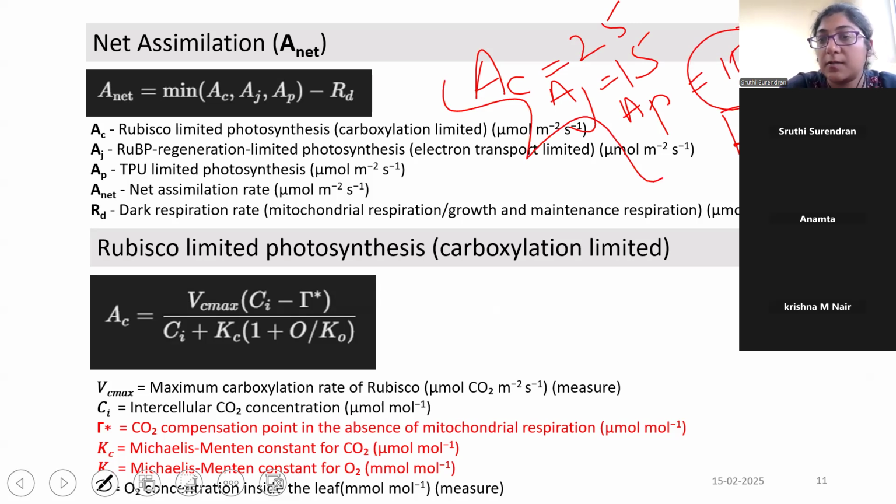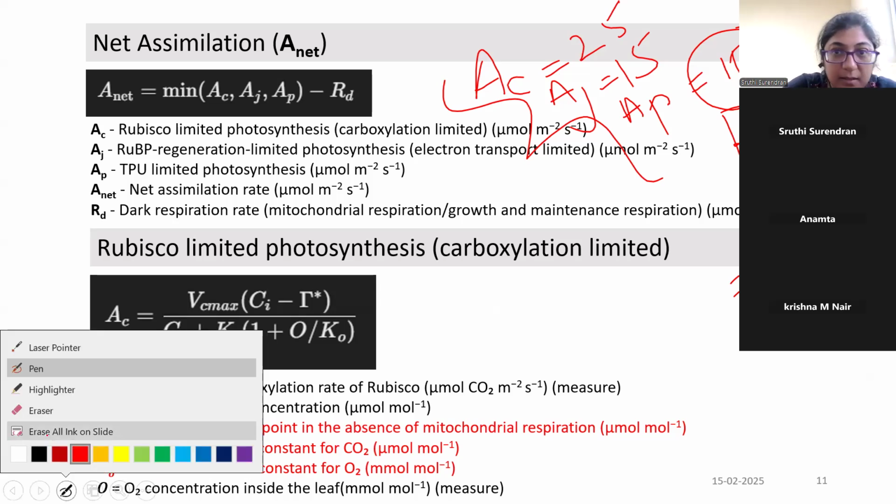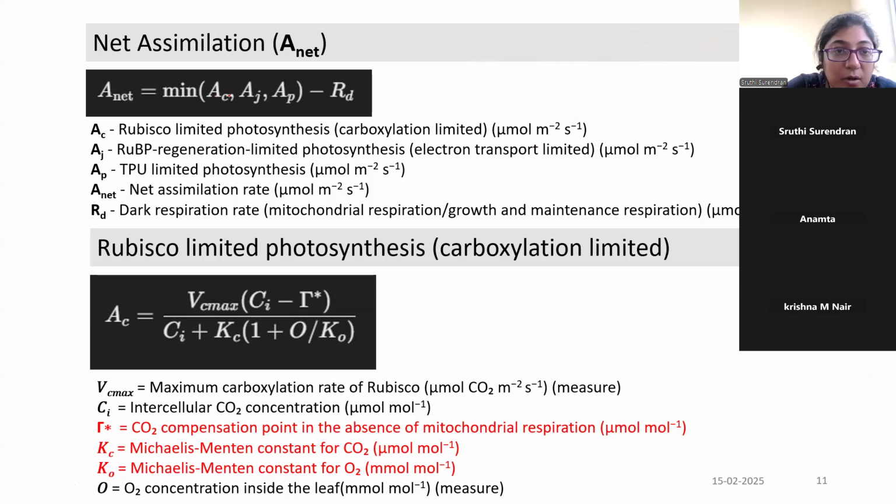So 10 minus 5, 5 micromoles per meter square per second, is the net photosynthetic rate of the plant at that point. So this is what that equation is telling us.